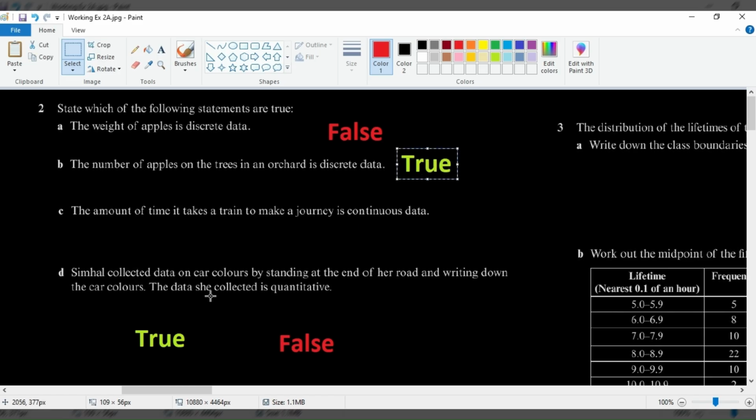Now, the amount of time it takes the train to make a journey is continuous data. Is it true or false? Yes, it is true. Now, Simul collected data on car colors by standing at the end of her road and writing down the car colors. The data she collected is quantitative. Is it true or false? So it has to be false. So this is how you should be writing in your textbook.